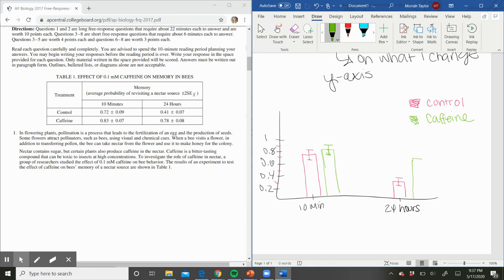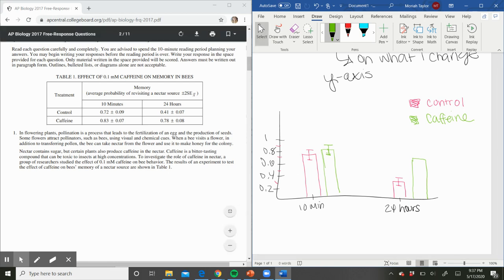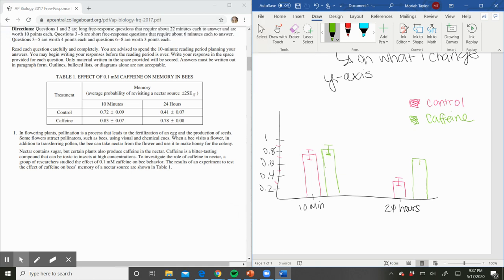0.78, and then plus or minus 0.08. So 0.78 minus 0.08 is 0.7, so that'll be even with this guy. And then 0.78 plus 0.08 is going to be 0.86, so like right there. So that's your error bars. So we have a beautiful graph.